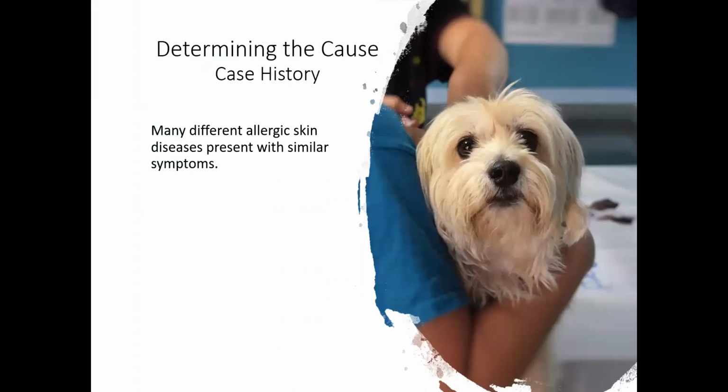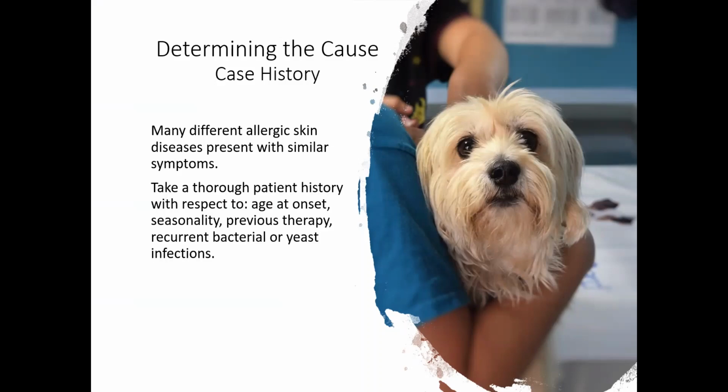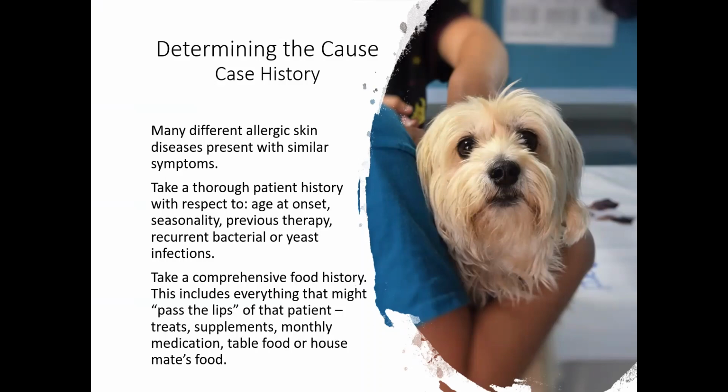Determining the cause starts with a thorough case history. Many different allergic skin diseases present with very similar symptoms. Take a thorough patient history with respect to age at onset, seasonality, previous therapy, recurrent bacterial or yeast infections. Take a comprehensive food history. This includes everything that might pass the lips of that patient. So that's treats, supplements, monthly medication, table food, or perhaps a housemate's food.